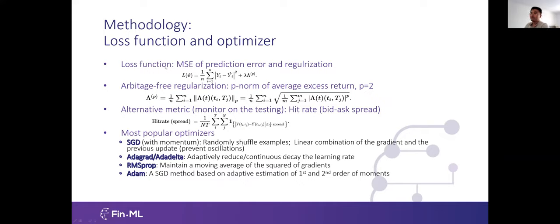For the loss function, we use the simple MSE of the prediction error plus the regularization. The regularization is given by the p-norm of the average excess return.